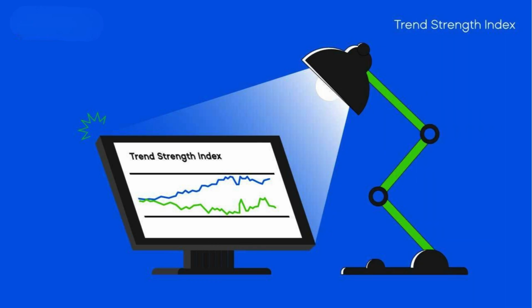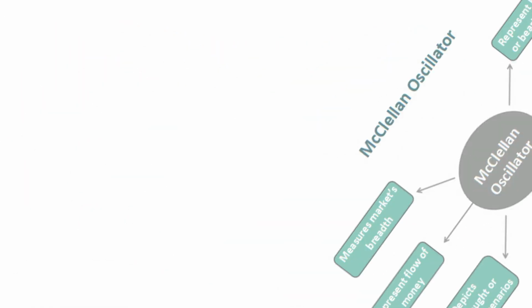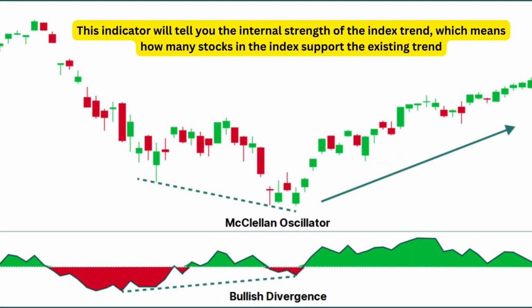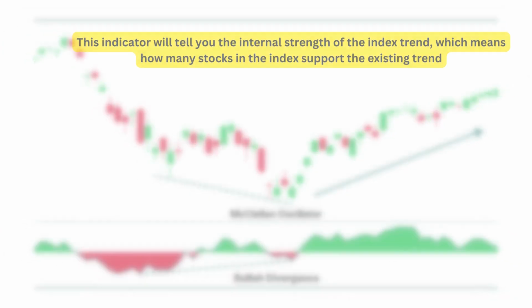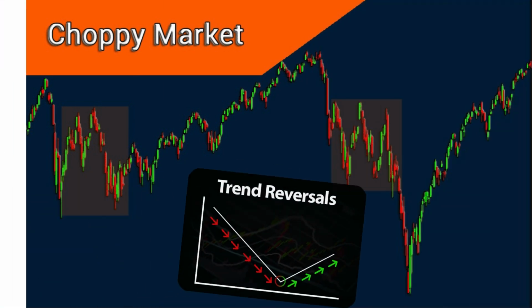Do you want to know the index strength when it is trending? Then the McClellan Oscillator is a market breadth indicator that can help your analysis. This indicator will tell you the internal strength of the index trend, which means how many stocks in the index are supporting the existing trend. It also helps you identify trend reversals and choppy markets.